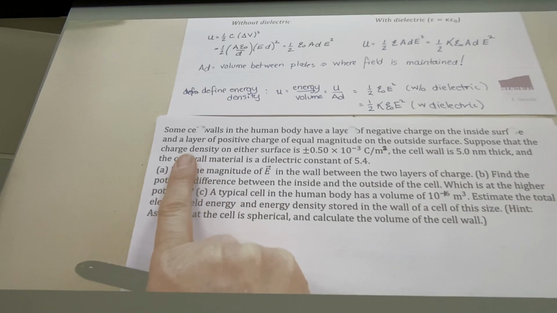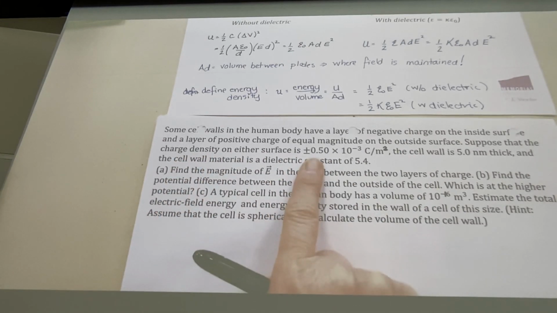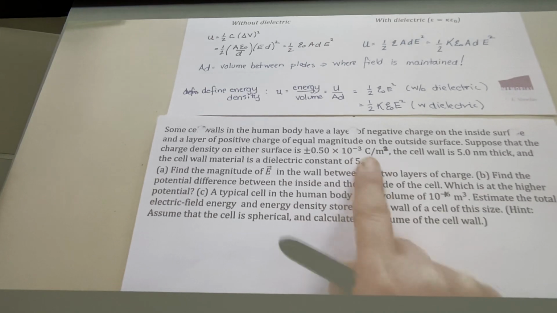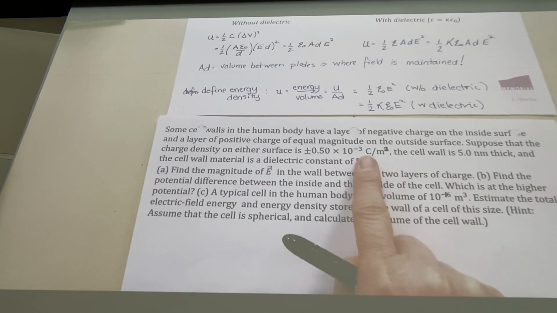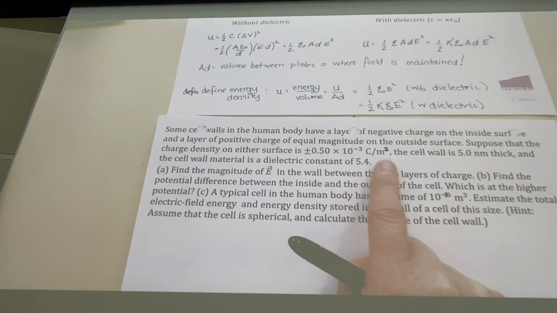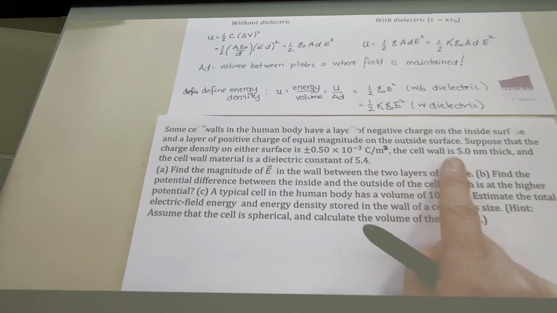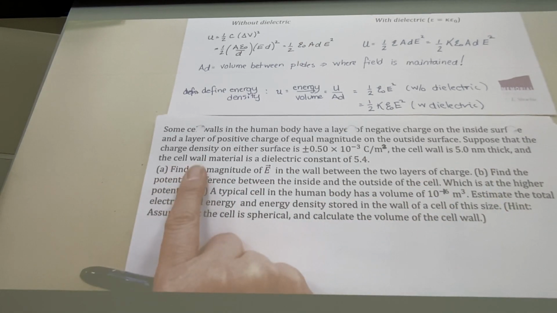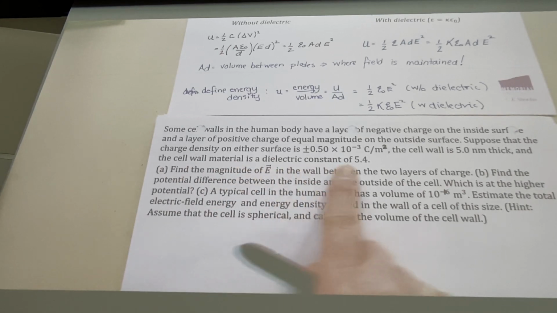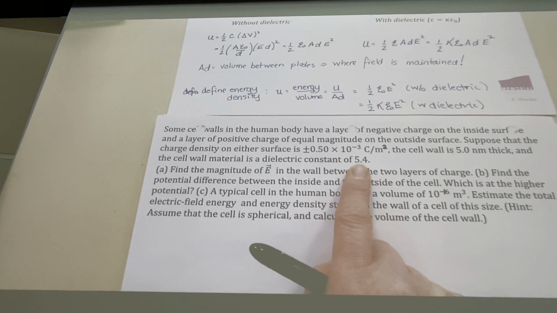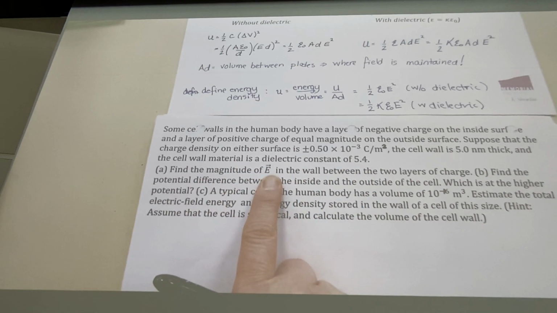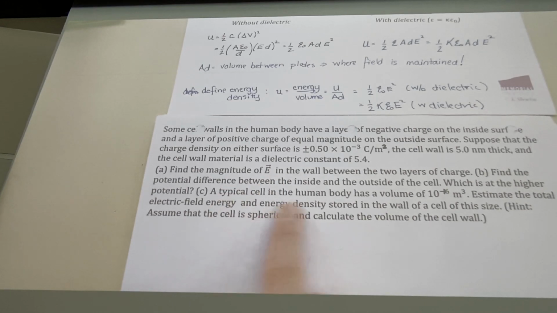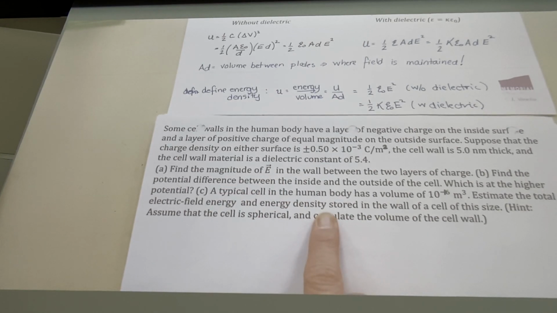So let's say that the charge density on either surface is 0.5 times 10 to the minus 3 coulombs. I had a typo here. That should be coulombs per meter squared if you downloaded the notes. I think I left off the squared. The cell wall is 5 nanometers thick, so 5 times 10 to the minus 9 meters. And the cell wall material has a dielectric constant of 5.4. We want to find the electric field between the walls, the potential difference, and we want to figure out what's the energy associated with it.